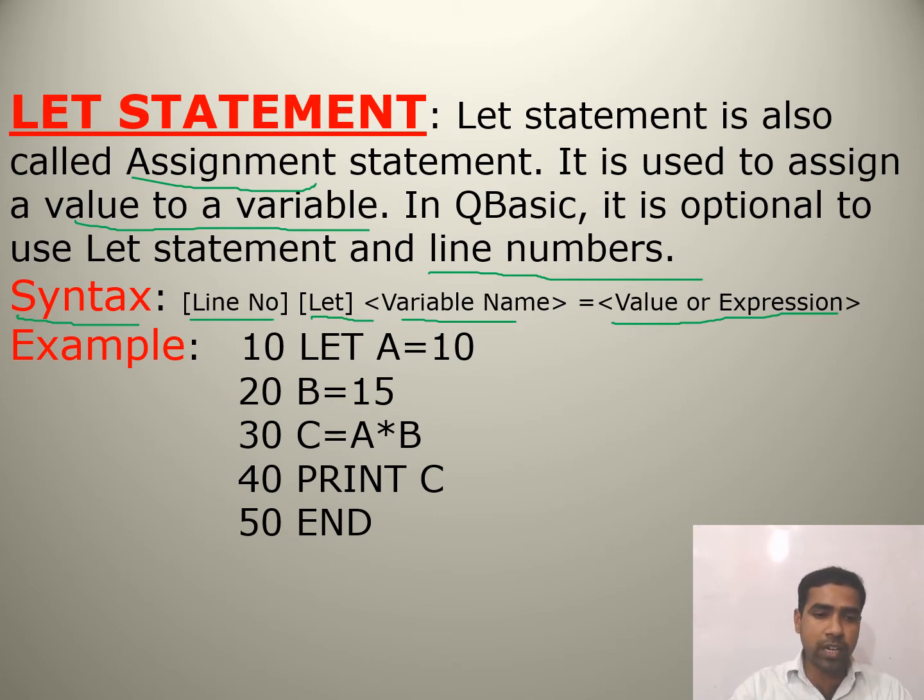For example, here is one example I have given. This 10 is the line number. It could be 10, 20, 30, 40, 50, whatever. These are the line numbers. Then the let statement. Every QBasic program contains at least one QBasic command word, as I said in the rules of QBasic. So let is a QBasic command word. Then this is a variable and this is the value. Here a is a variable and 10 is a value. You have to define a value for the variable. In this way you can write.